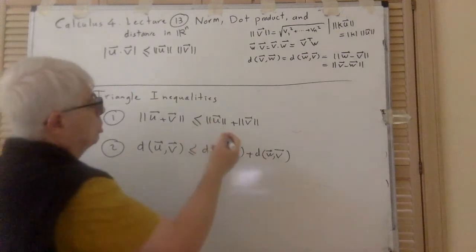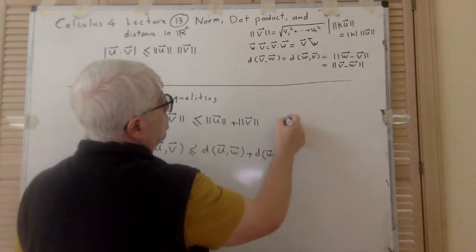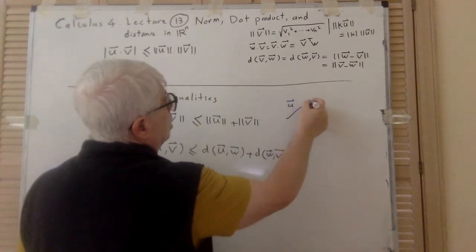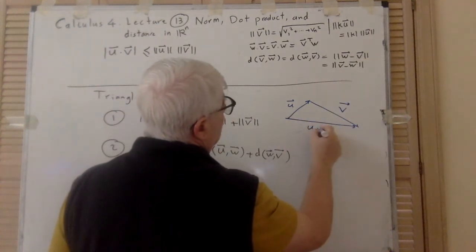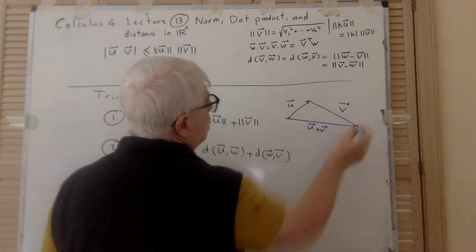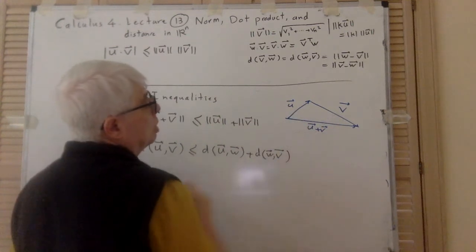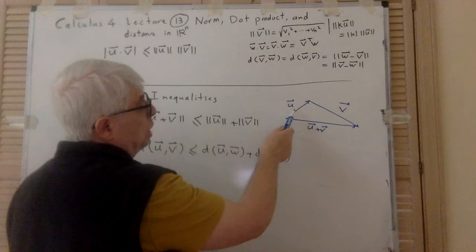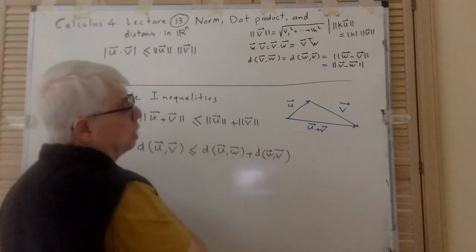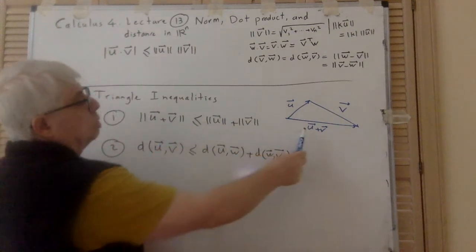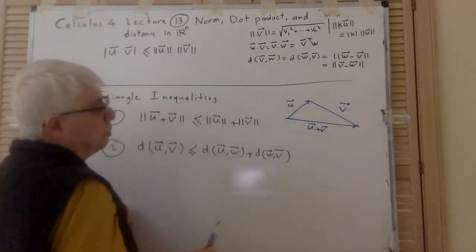Why triangle? Let's look at this one. If I have a u, this is u, and this is v, and this is u plus v, right? Maybe you have seen this in high school geometry, that the length of one side plus the length of another side is bigger than the length of the third side. And that's it. So norm is like length. So the length of this is less than the length of this plus the length of this.